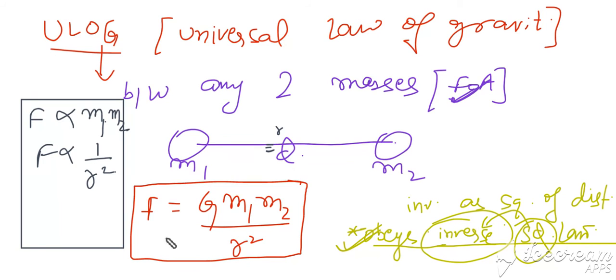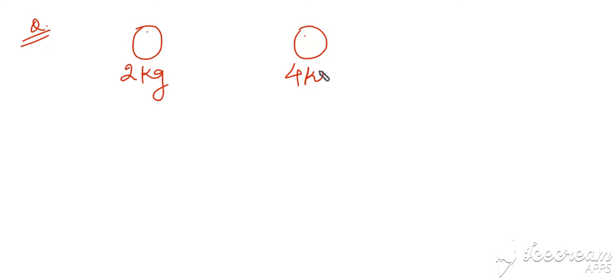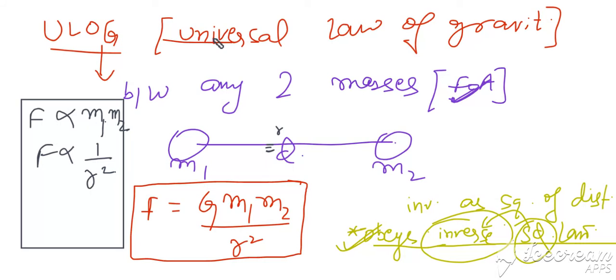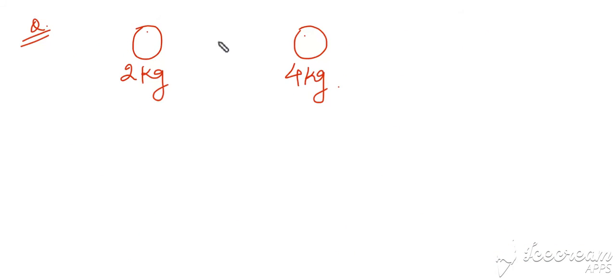Okay, let us do a simple problem from this universal law of gravitation, and quickly we will head on to the motion under gravity. So first question, let us suppose two objects are there. These two objects have masses 2 kg and 4 kg, and they are spaced at a distance of 2 meters.